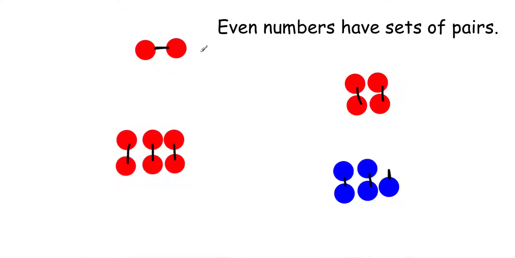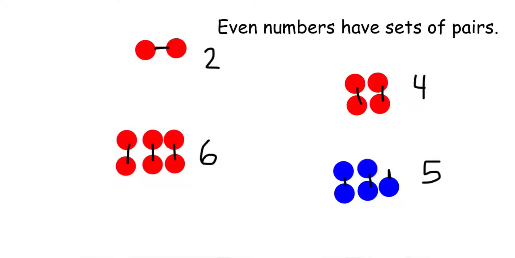And so if you were to look at this, how many dots are here? 2. 2 is an even number. How many dots are here? 4. 4 is an even number. How many dots are here? 6. 6 is an even number. How many dots are here altogether in blue? 5. 5 is not an even number. It would be called an odd number.